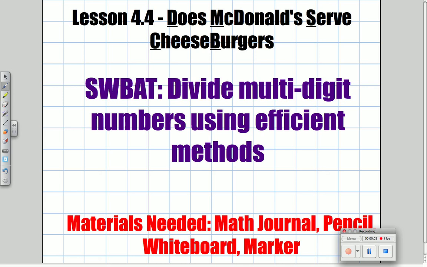Hello and welcome to lesson 4.4, Does McDonald's serve cheeseburgers? This lesson is intended for those of you who are not into learning or understanding the partial quotients algorithm. So we're going to do the same problems but just using a different method. Our swabat for this lesson is to divide multi-digit numbers using efficient methods. The materials you will need include your math journal, your pencil, a whiteboard, and a marker.